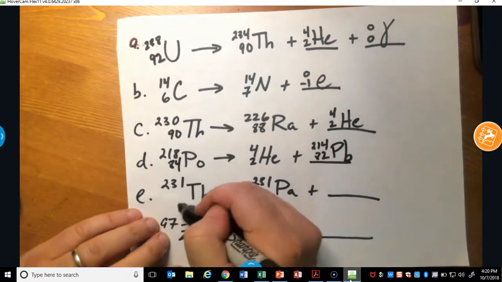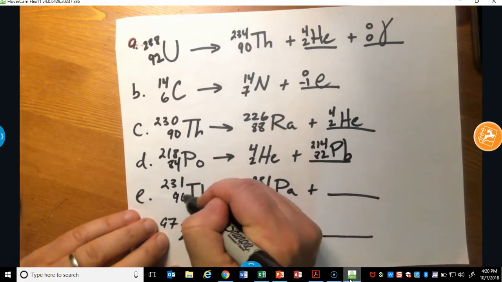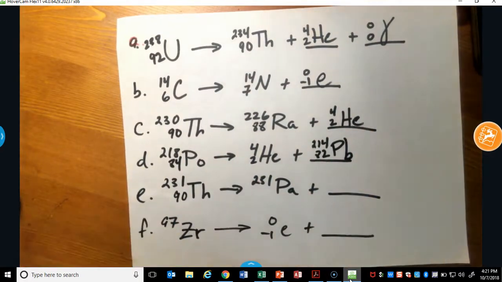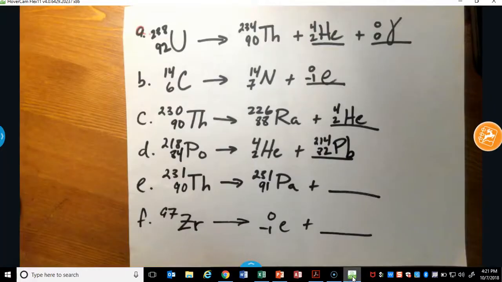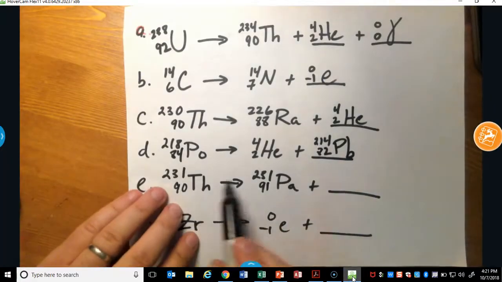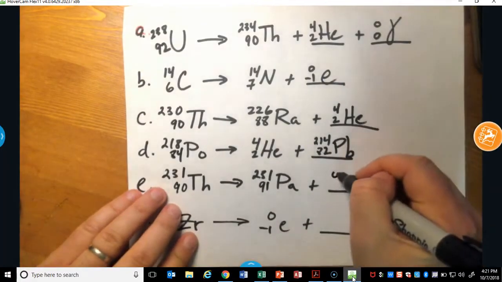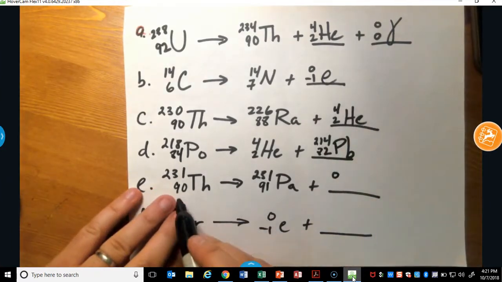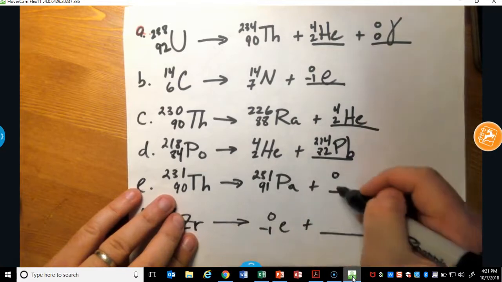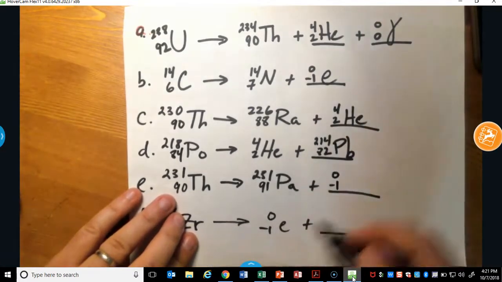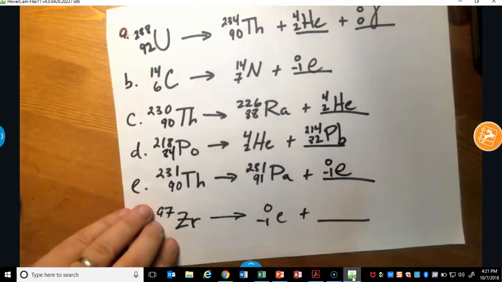Here we have our good pal thorium again. Thorium has an atomic number of 90, and Pa is protactinium, which is right there, has an atomic number of 91. So I'll write in 91 next to protactinium. So here we have 231 and 231, so the mass of this missing particle is 0. Here we have an atomic number of 90, and here we have an atomic number of 91, so we have to add -1 to that to make it 90, and this makes this a beta particle.